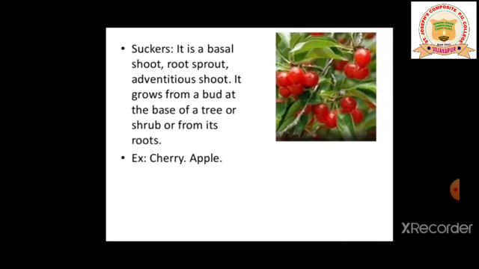Coming to the suckers, it is a basal shoot, root sprout, or adventitious shoot. It grows from a bud at the base of a tree or shrub and forms its own roots. Examples are cherry and apple. The best examples for the sucker are cherry and apple.